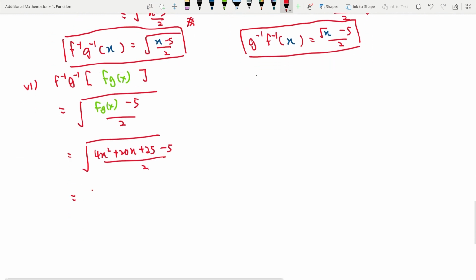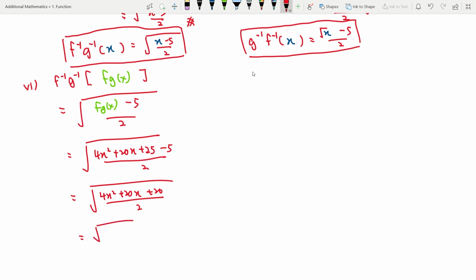We simplify the function. 4x squared plus 20x plus 20 over 2. And divide all the terms with 2. We have square root of 2x squared plus 10x plus 10.